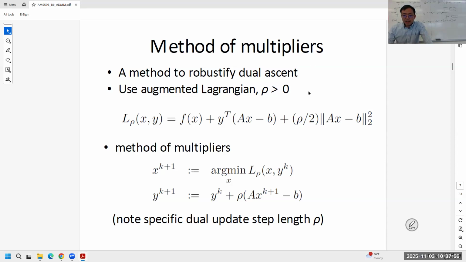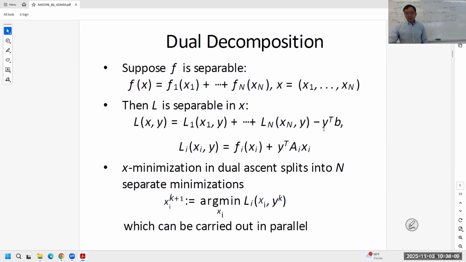So this is the method of multipliers. This is where the method of multipliers comes in, because we are adding this L2 term. Now let's go back a little bit.